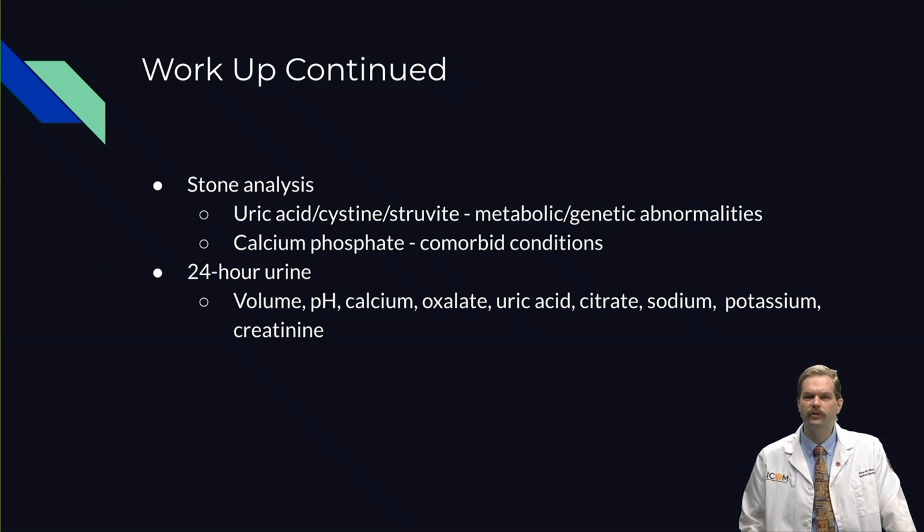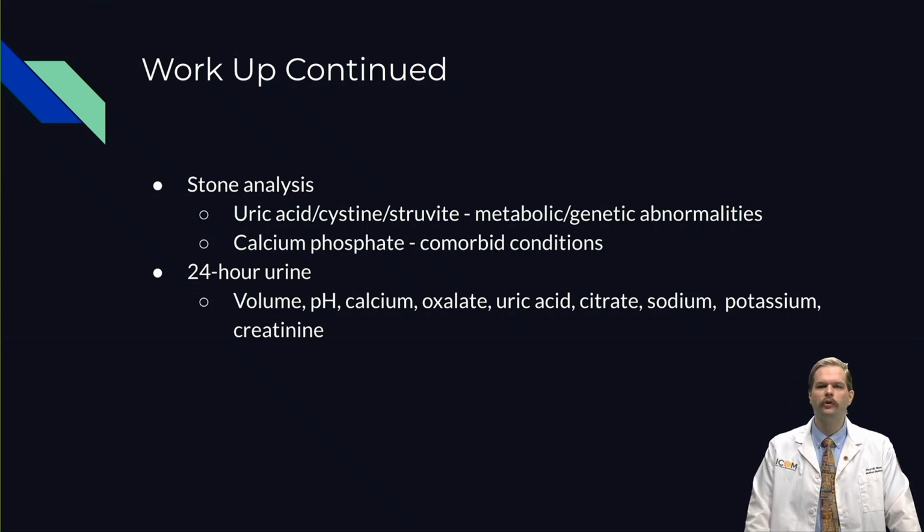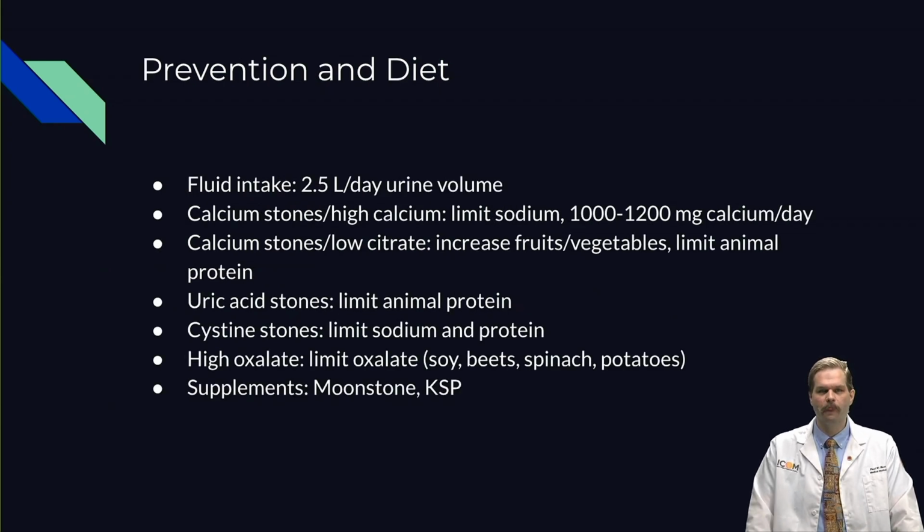In the case of patients who are high risk or recurrent or first-time stone formers, additional metabolic testing should be done. This should include 1 or 2 24-hour urine collections while the patient is on a random diet, analyzed for the following: total volume, pH, calcium, oxalate, uric acid, citrate, sodium, potassium, and creatinine. For stone formers, it is advisable to recommend a fluid intake that will allow the patient to achieve a urine volume of at least 2.5 liters daily.